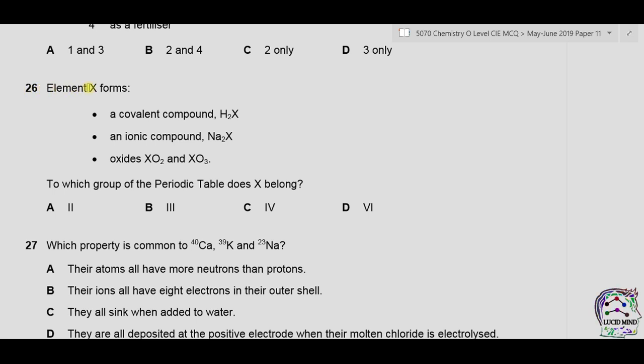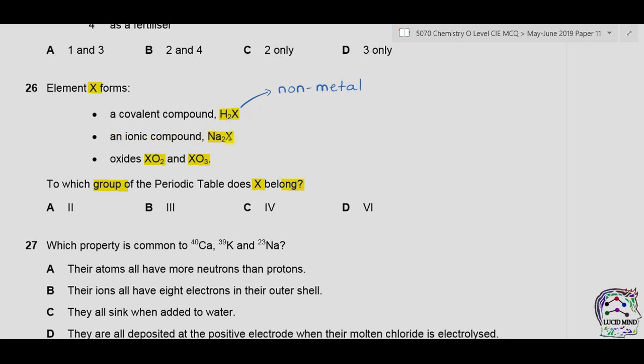Question 26, element X forms a covalent compound H2X. It forms an ionic compound Na2X. It also forms oxides XO2 and XO3. To which group of the periodic table does X belong? From the first, we can observe that a covalent compound is formed. It means X is a non-metal, as only non-metals make covalent compounds.